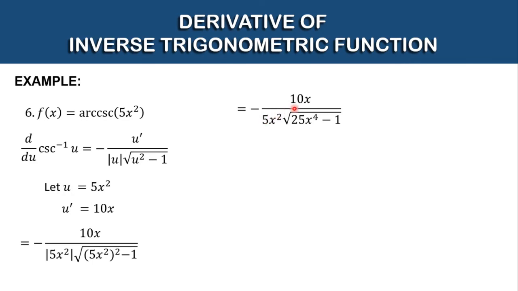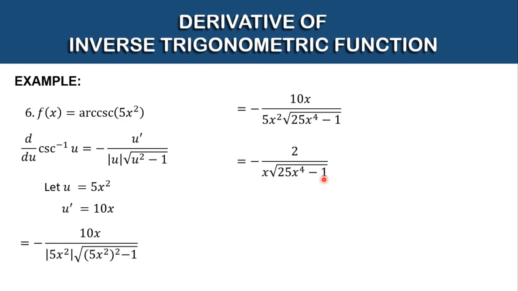Also, we can cancel out yung mga x. Yung x sa itaas, tsaka x sa ibaba. So, may matitira tayong isang x sa ibaba. Sa itaas, wala na tayong matitira ng x. So, ang matitira dito is negative 2 na lang sa itaas over x times square root of 25x raised to 4 minus 1. And we can have this as our final answer.